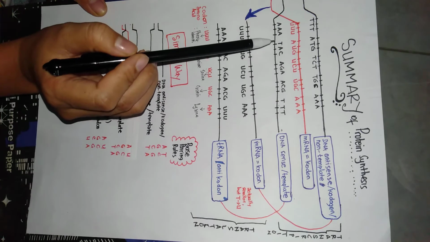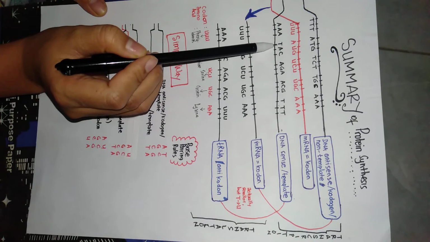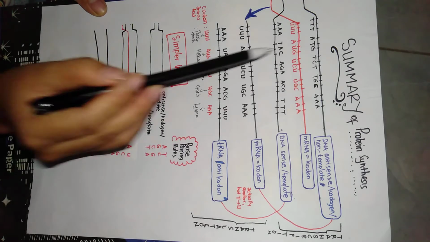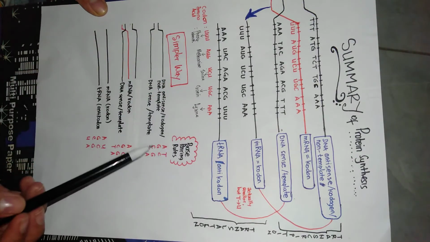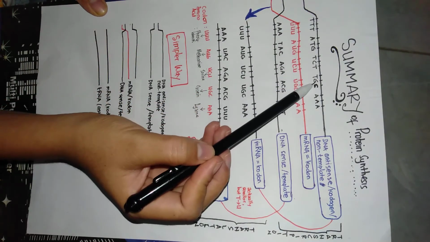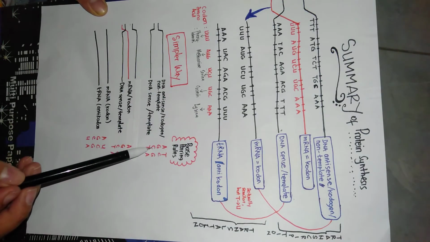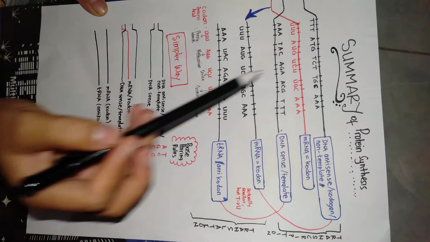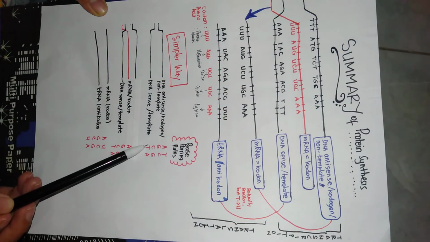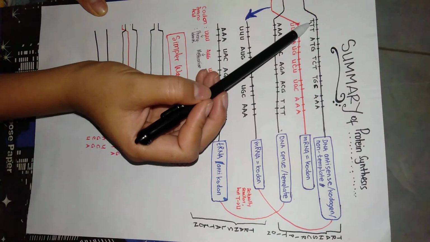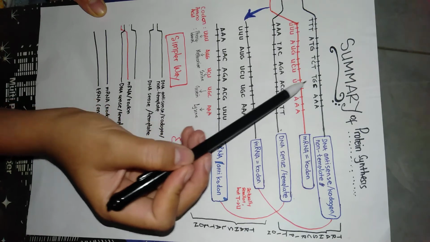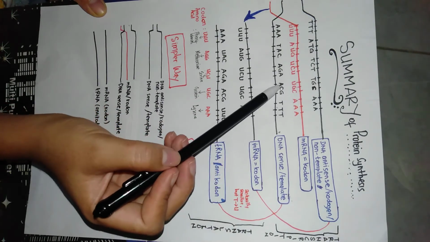Adenine always paired to thymine. Guanine always paired to cytosine. Cytosine always paired to guanine. And then thymine always paired to adenine. All of the thymines here pair to adenine.